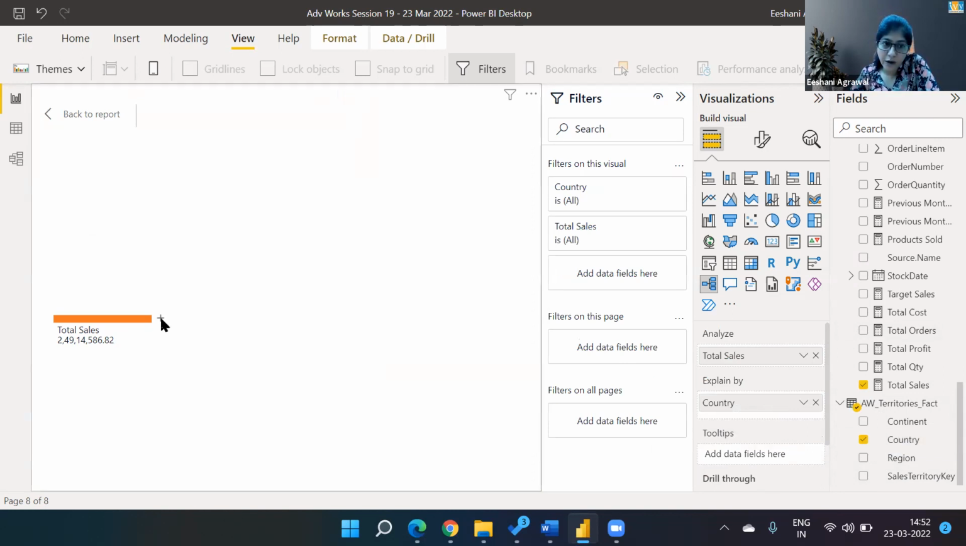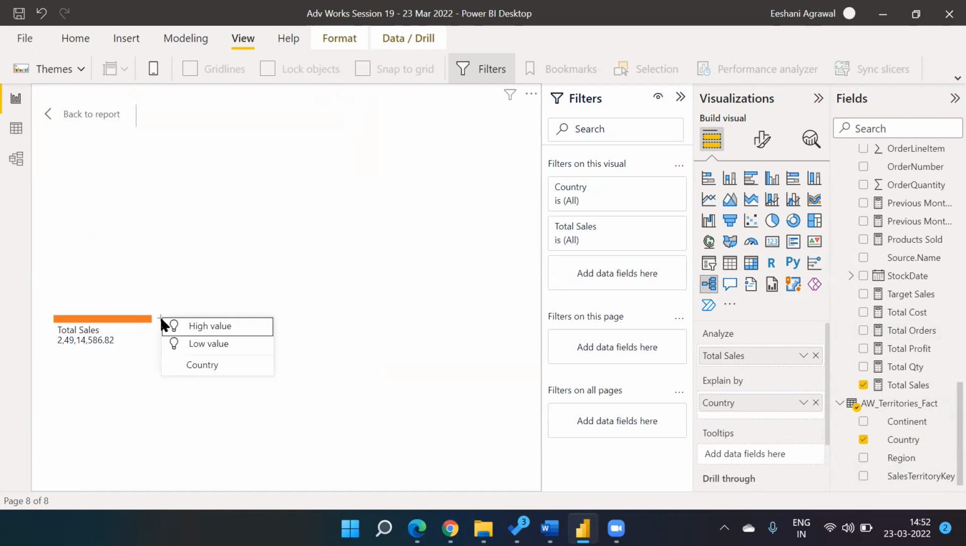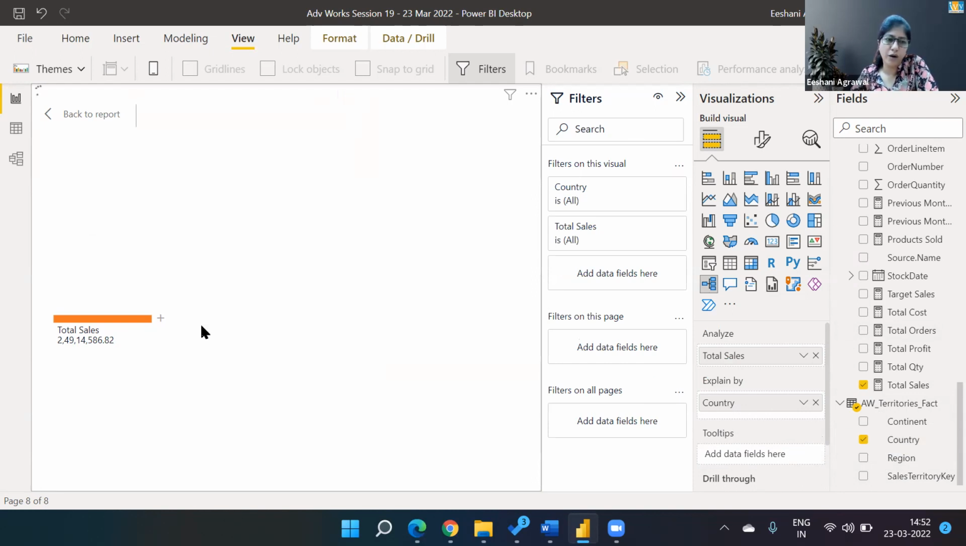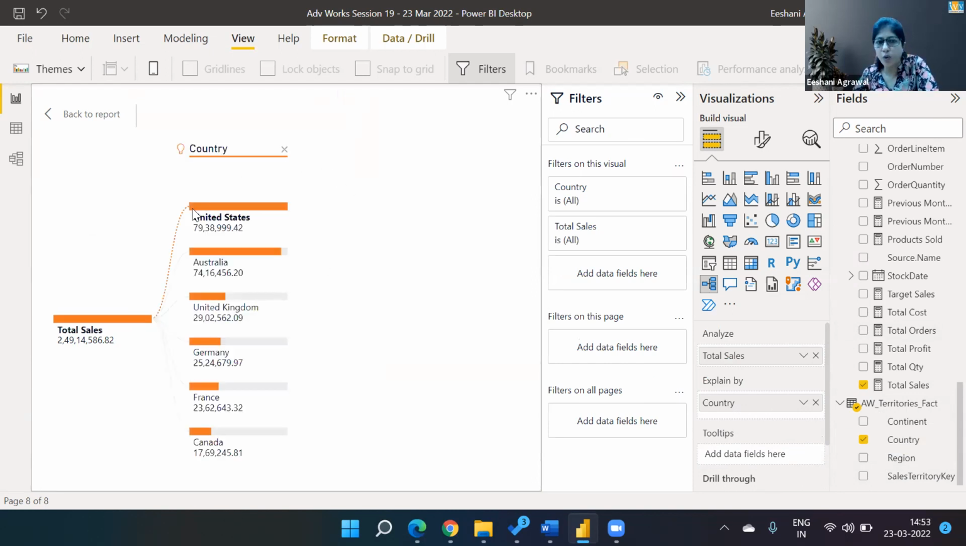Now, once you click on the plus sign, you will get two choices, either high or low value, or the country. So if I say, let's say, high value, it is going to show me the highest value, which is United States on the top, followed by Australia, United Kingdom, Germany, France, and Canada. So what is this telling us? Where the total sales are the highest.